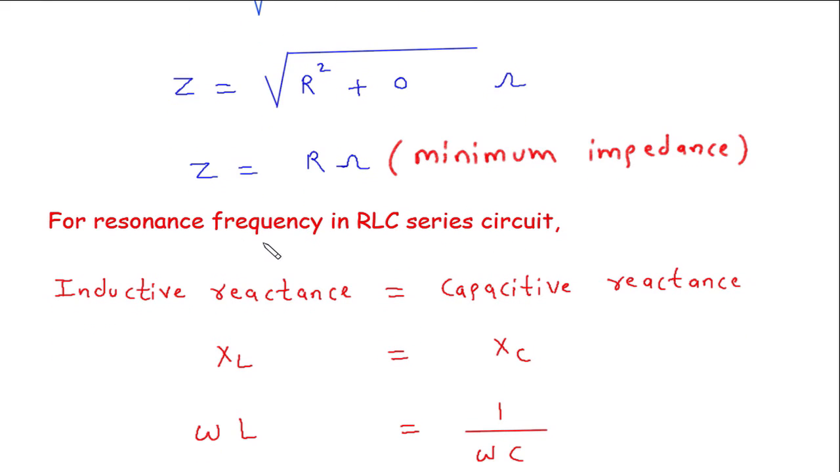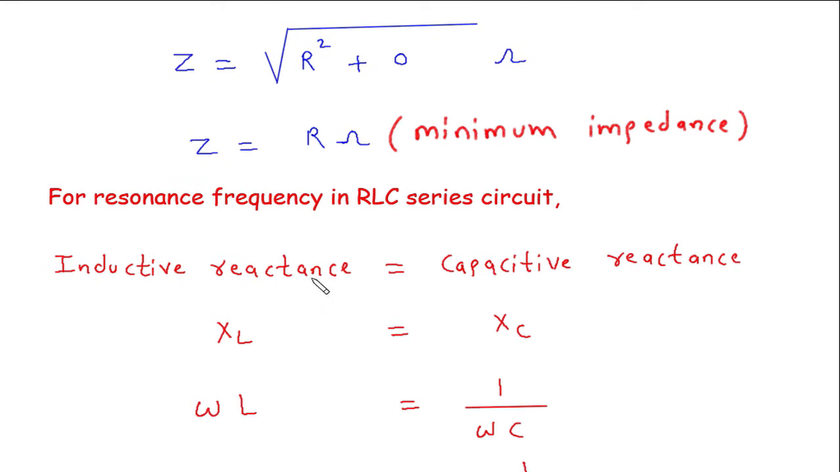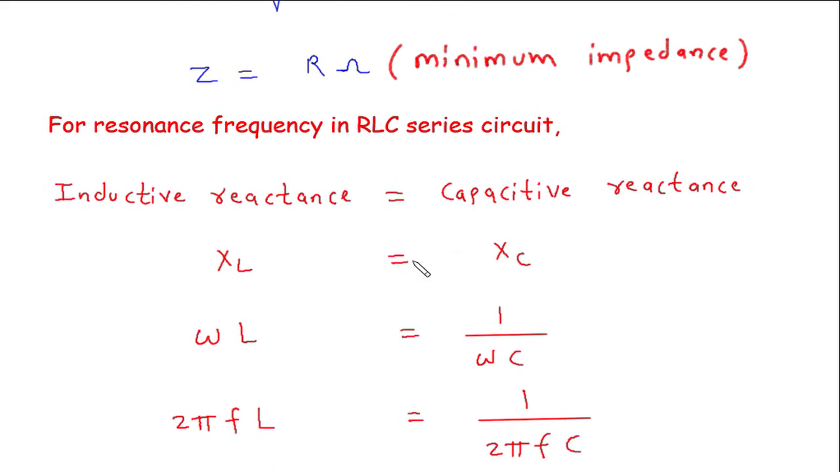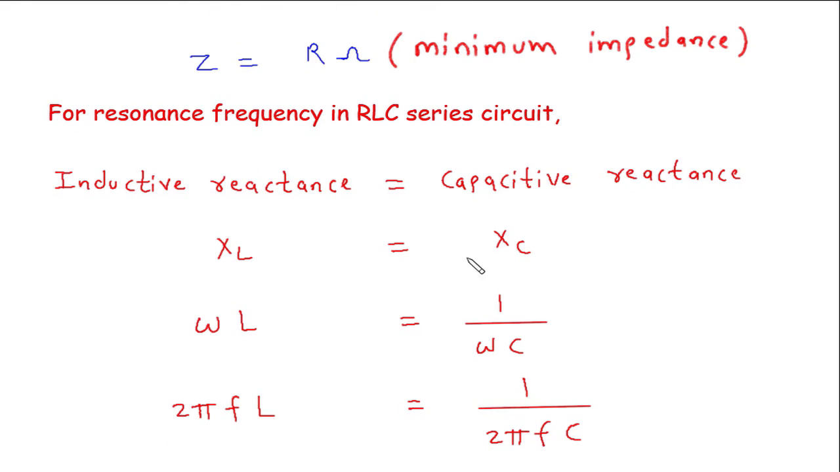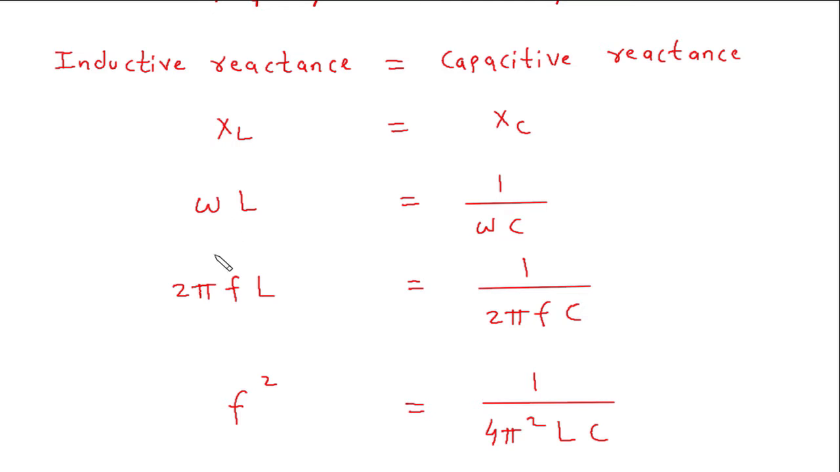Now for resonance frequency in an RLC series circuit, inductive reactance is equal to capacitive reactance. This is the condition for resonance frequency in an RLC series circuit. So XL is equal to XC. XL is equal to omega L and XC is equal to 1 upon omega C. Now again this omega is equal to 2 pi f. Here also omega is equal to 2 pi f.